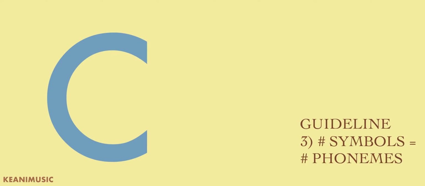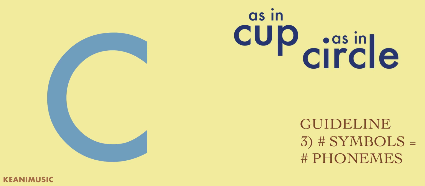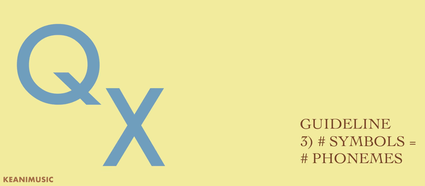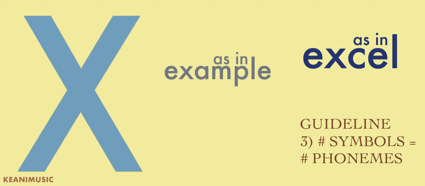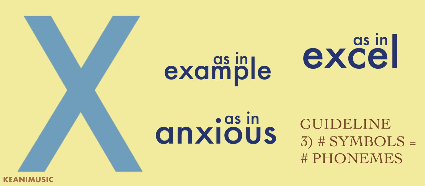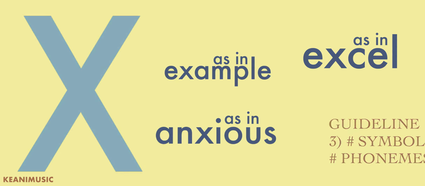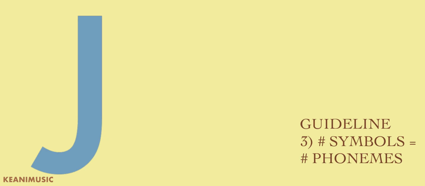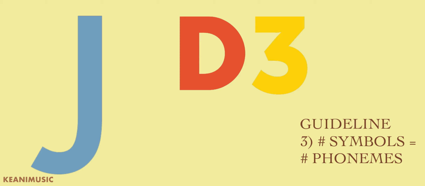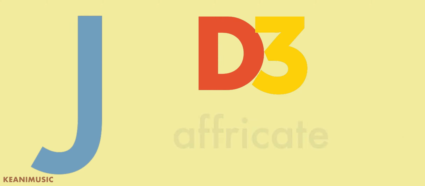Let me explain. C violates guideline 3, since it can make a K sound or an S sound. Similarly, Q and X also violate guideline 3, since Q copies the K sound, and X can copy the KS, GZ, or KSH sounds, depending on context. And lastly, J violates the same guideline because it actually makes 2 sounds, D and ZH. You just don't usually notice it because the sounds are so smushed together. This type of letter is called an affricate.